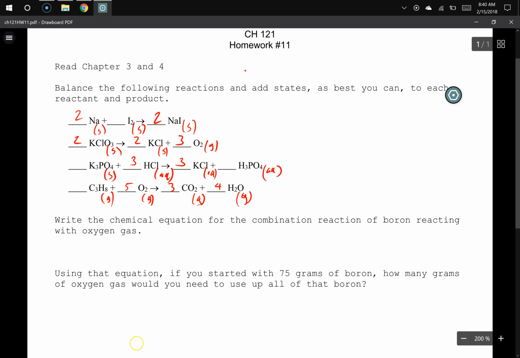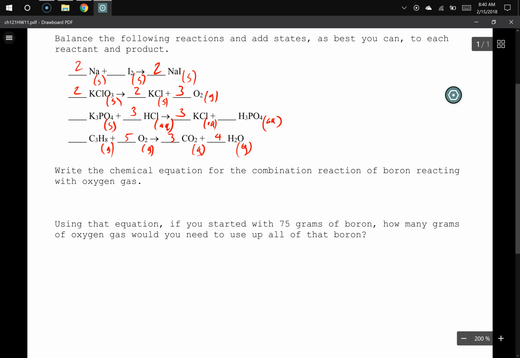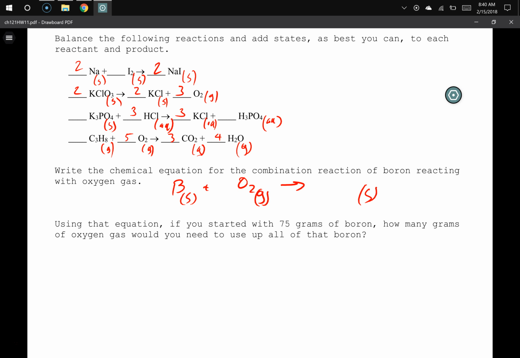Okay. Write the chemical equation for the combination of boron reacting with oxygen gas. So I have boron, that's a solid. It's reacting with oxygen gas, and it's going to make something over here that'll end up being a solid because it'll be a metal, non-metal, or it'll be an oxide. What else we got? How do we want to hook these things up? What's the formula of the thing that's going to be made?